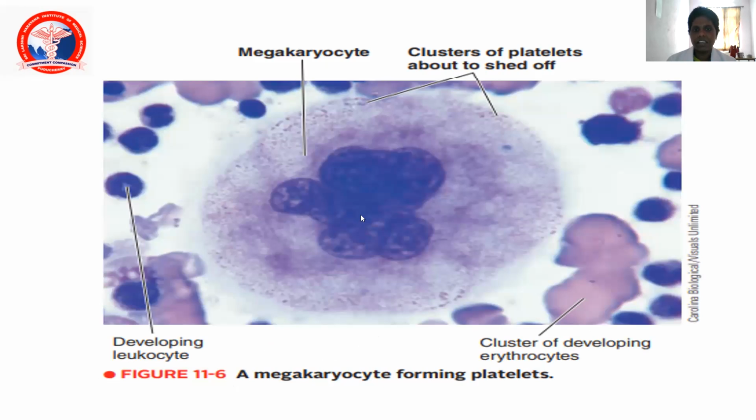This is another diagram again showing the megakaryocyte, wherein the platelets are shed off from the outer edge of the megakaryocyte. These are the clusters of platelets that are being shed off.